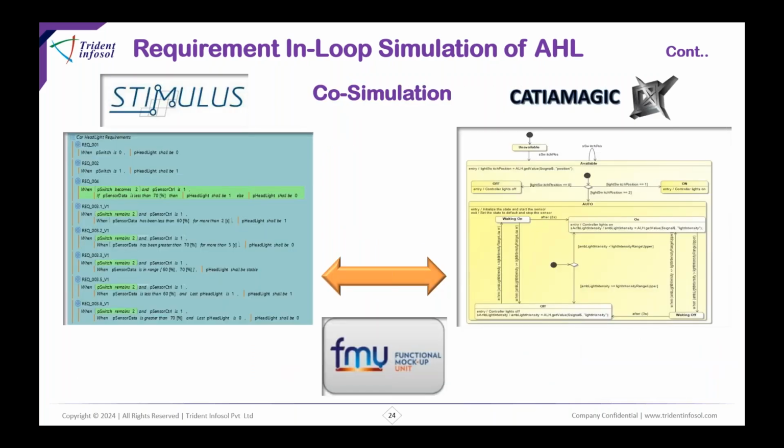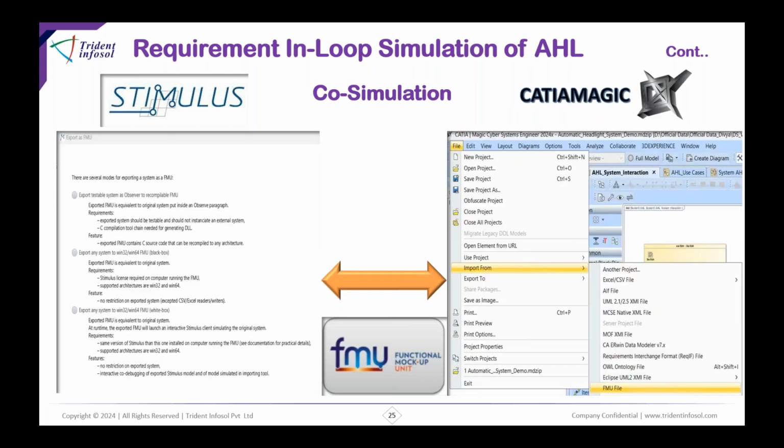We have one more feature: we can export Stimulus systems as an FMU and co-simulate with the CATIA Magic tool or any other design tools such as Simulink, Ansys SCADE, Dymola, and many others. Stimulus exports these systems as FMU in three types: a recompilable FMU, or a black box or white box FMU. Then we can also import an FMU from any other design tool. These things we can show in the demo.